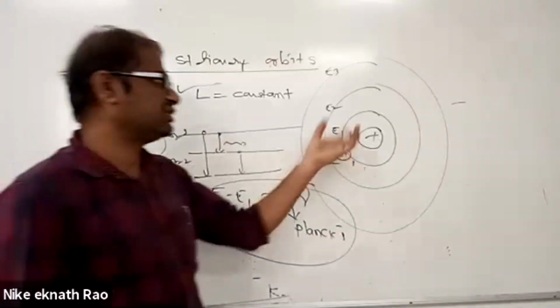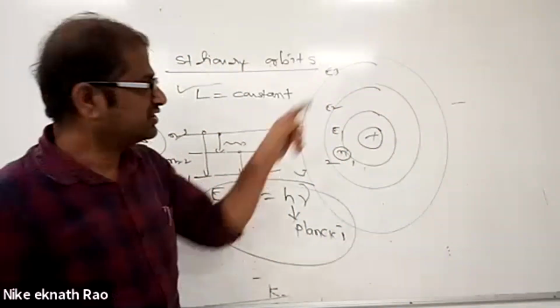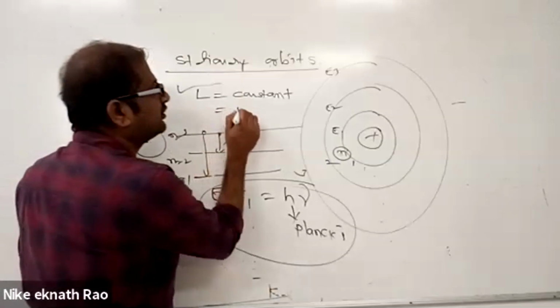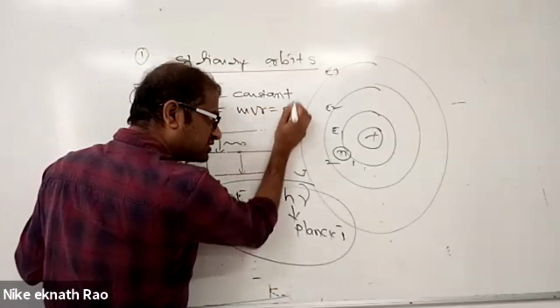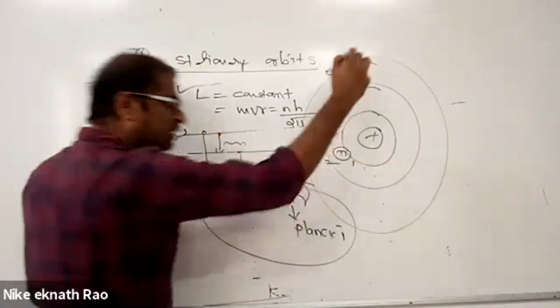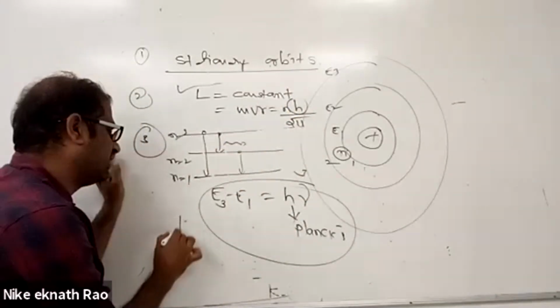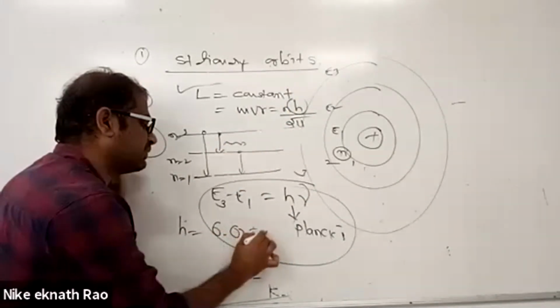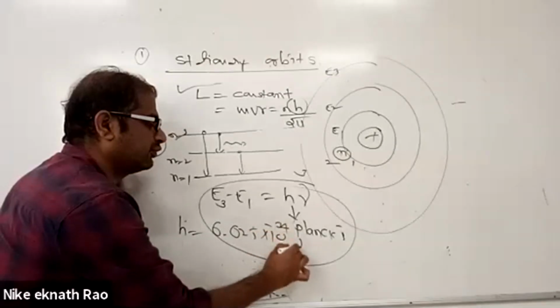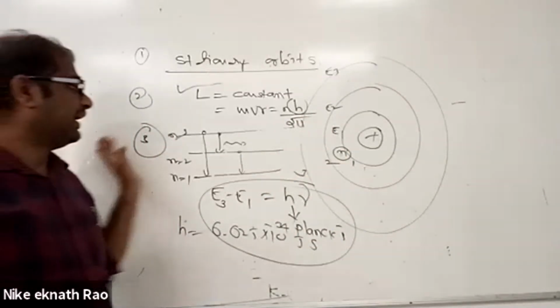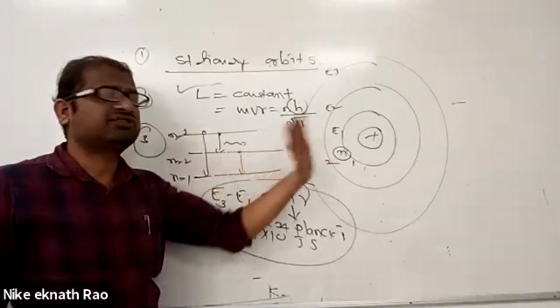It is able to explain successfully stability, discrete energy levels, those existing only from angular momentum. Angular momentum here is equal to a constant, conserved, and this value is always an integral multiple of h by 2 pi, where h is called Planck constant, and the value of Planck constant everyone knows is 6.62 × 10⁻³⁴ joule second. Units are important. And then discrete energy levels, because of this, explain the hydrogen spectra.